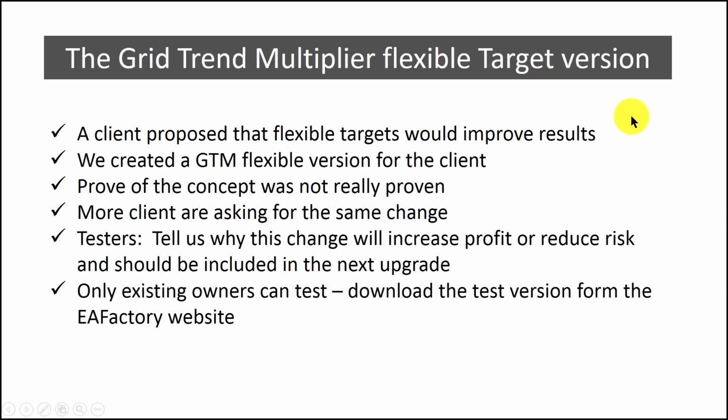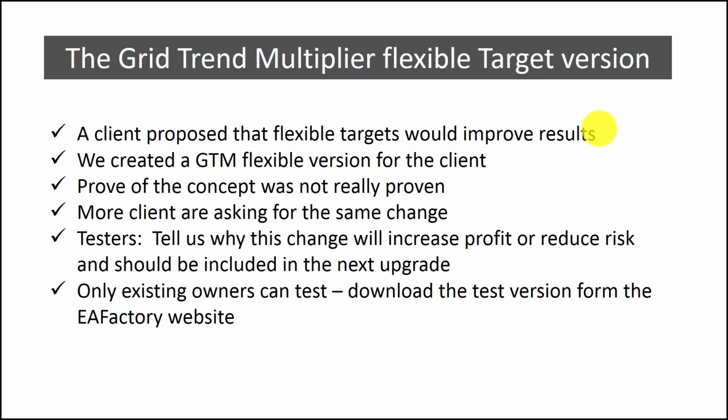Then the third one that we're looking at is the grid trend multiplier. Again, just to give you some background, a client proposed flexible targets, which should improve results. Now, the problem with a proposal like that is you don't know if it's going to work or not until the EA is written. So we then created a flexible version for the client. We gave him the exclusive version. He did not come up with conclusive proof that the concept is better, but more clients are now asking for the same change. Again, it's theoretical. They just think that it will improve results.